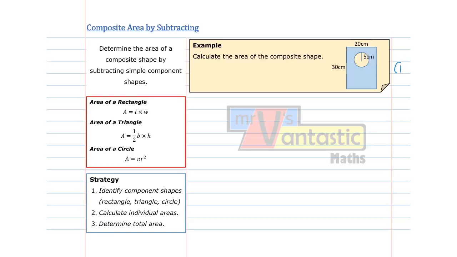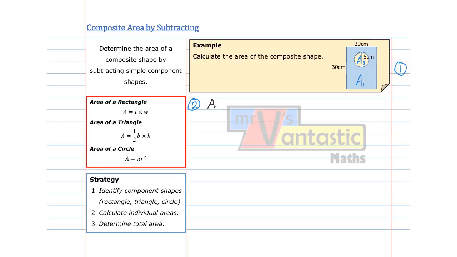We have two component shapes. We have area 1, which is this rectangle, and we have area 2, which is this circle. So let's calculate the areas of these individual shapes.